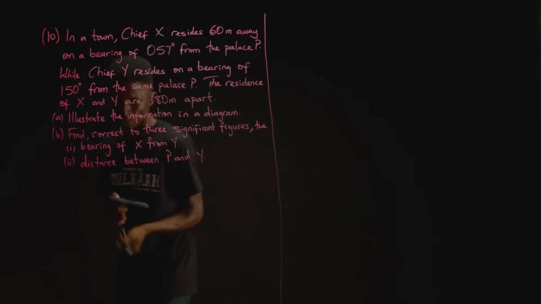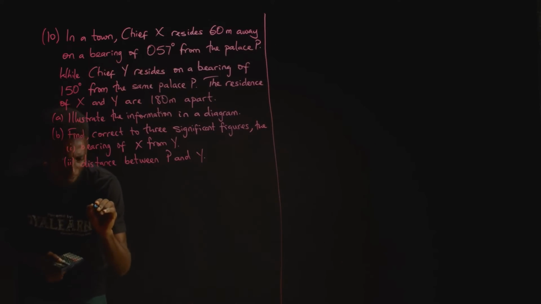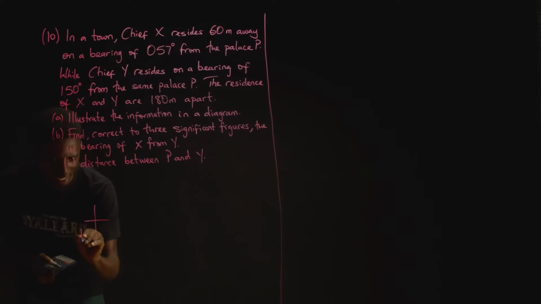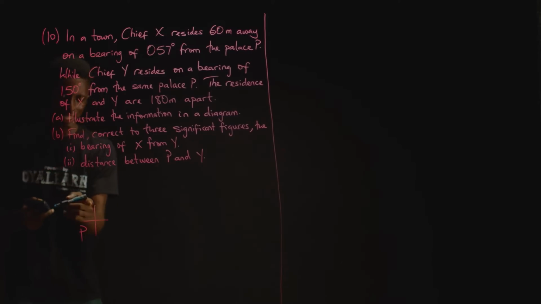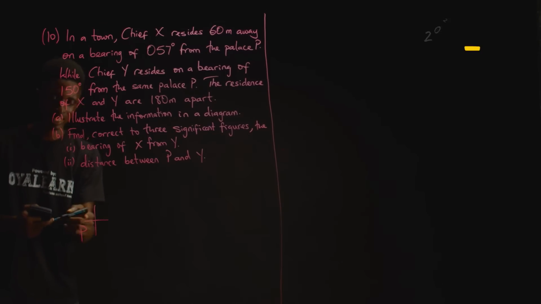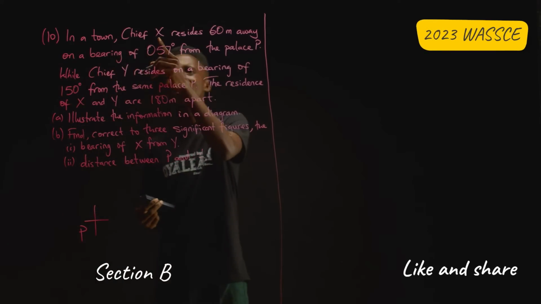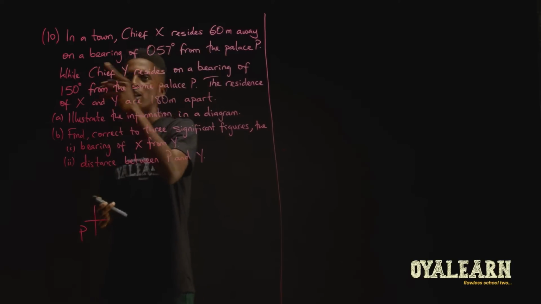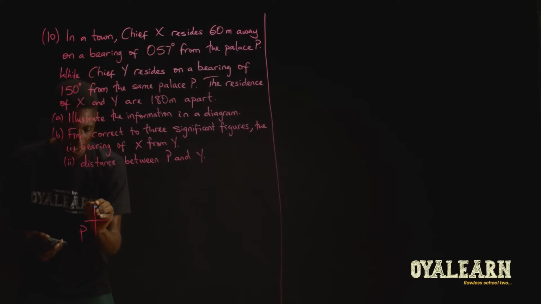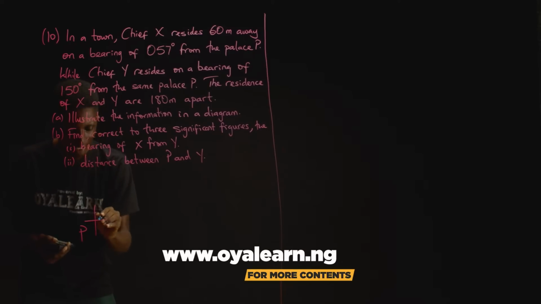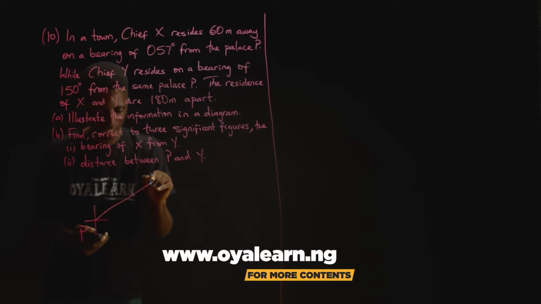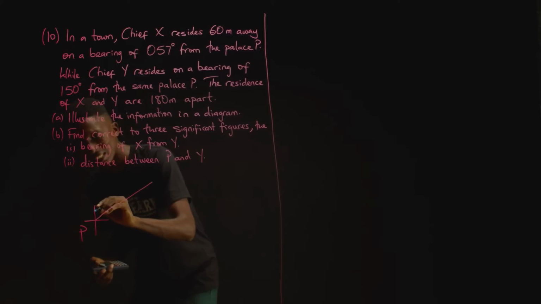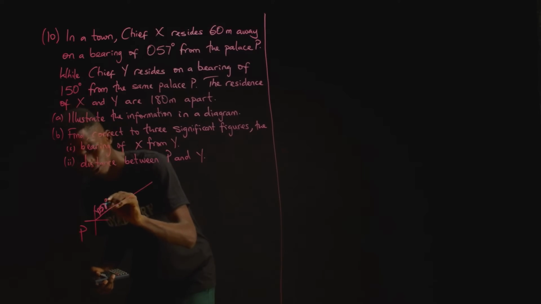So let's draw it. If this is my palace P, indicate that with this Cartesian. You know this is then north, south, east, and west. Now we know that Chief X is residing 60 meters away on a bearing of 57. Now if this is 0, as we progress, this will be 90. So 57 should lie somewhere here. So you draw a line like so. And note that this is 57 degrees, 057.